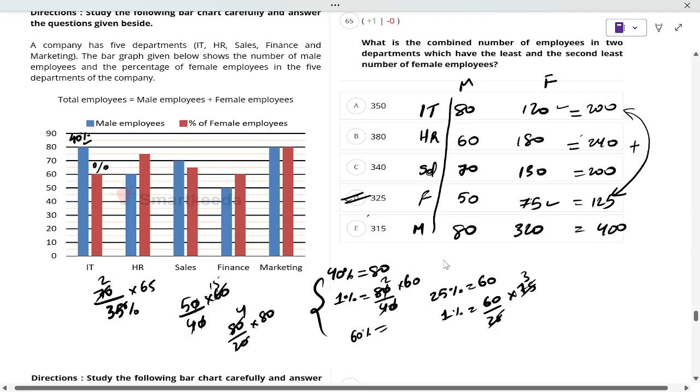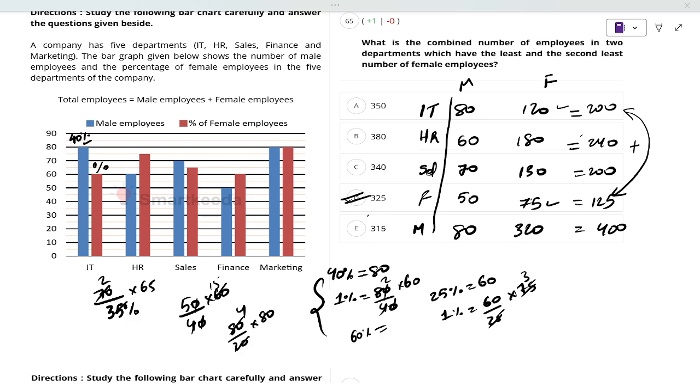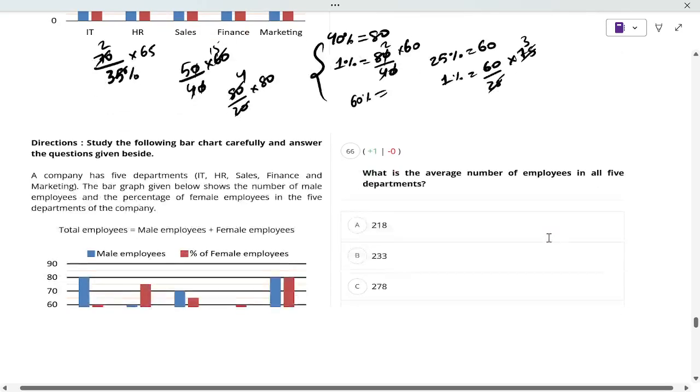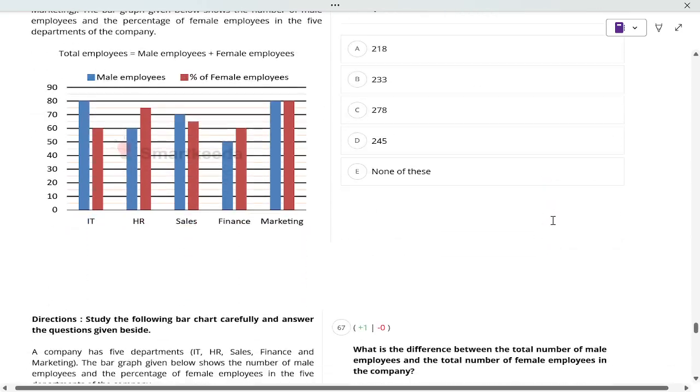Right, we will be needing this table, so let's screenshot it and take it to the next one. Okay.